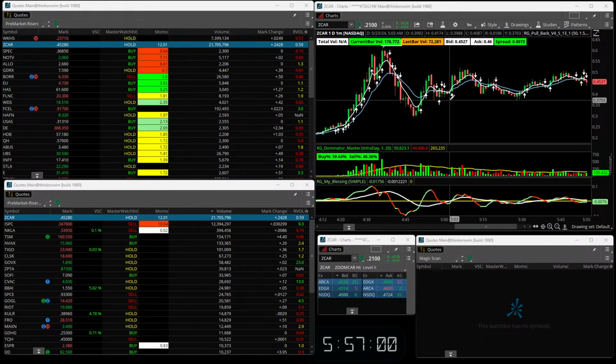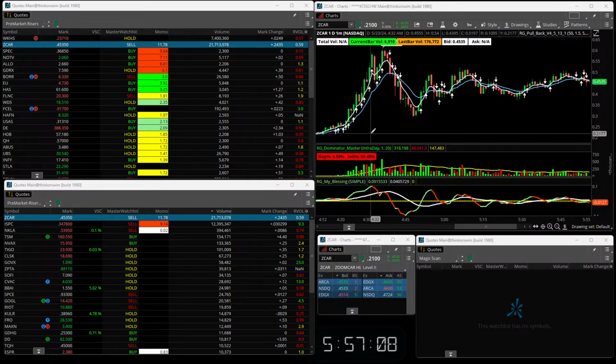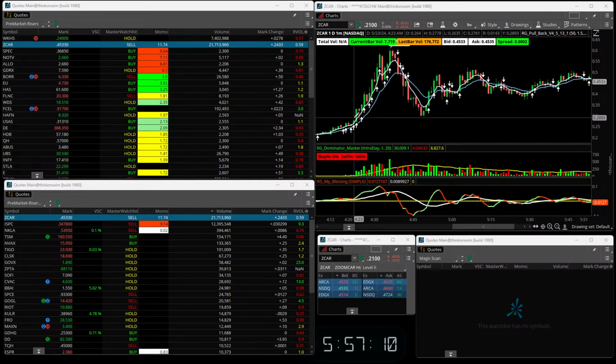Once we see this flow, we look for this crossover of these two moving averages. This is the 5 and the 13 EMA. Those two moving averages work well for scalpers. Once we have the crossover, we look for these white arrows to pop in. These are buyers increasing the volume as they come in.